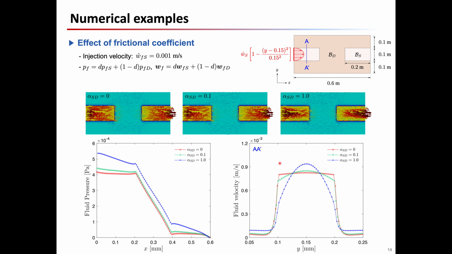These figures show the effect of frictional coefficient on the flow pattern. These arrows indicate fluid velocities, and as you can see, the arrows near the interface that are parallel to the flow path are affected by the frictional coefficient. As frictional coefficient becomes larger, the velocity profile along the line A prime becomes sharper due to the friction at the interface, and as a result, higher pressure builds up inside the domain.